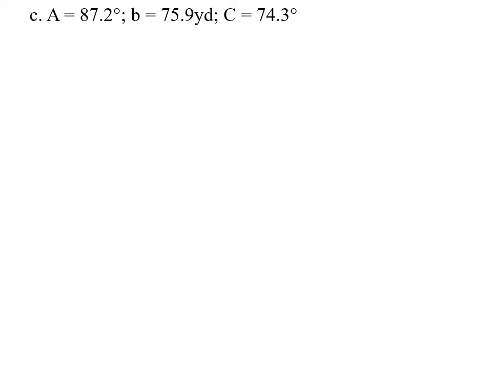Okay, let's try this one. Here I have two angles, A and C, and I have side b. So I'm going to start by finding the missing angle B and do 180 minus the 87.2 and minus the 74.3. We go back to the calculator. 180 minus 87.2 minus 74.3 gives you 18.5. So 18.5 degrees.